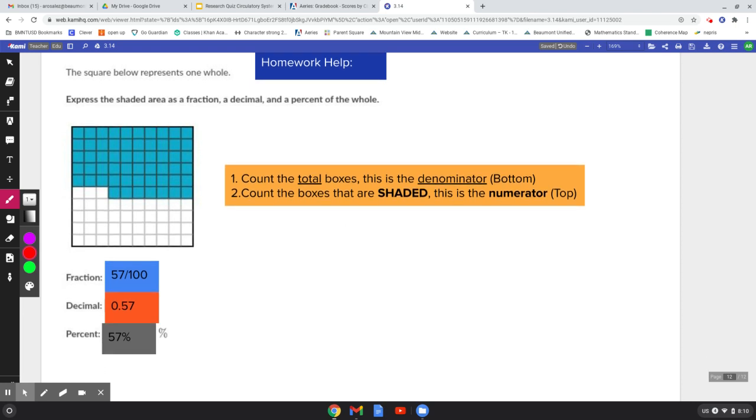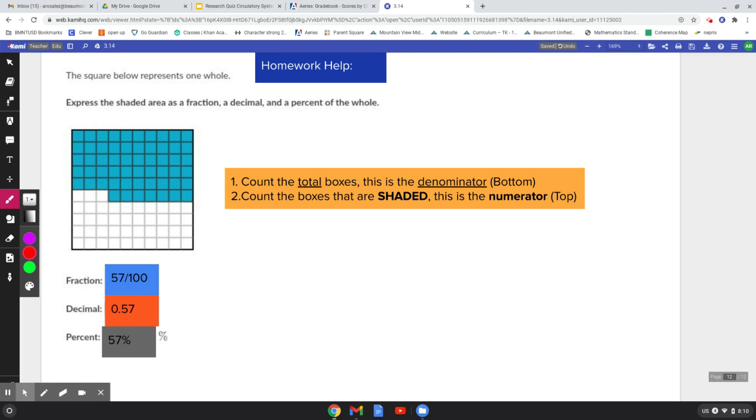Okay, now I added this slide just so you're successful in your Khan Academy when you work on this in a little bit. So the square represents the whole. Express the shaded area as a fraction, a decimal, and a percent of the whole. So some of you who got help from me last week, I told you a strategy, and that's this 1 and 2, right? So I told you count the total boxes.